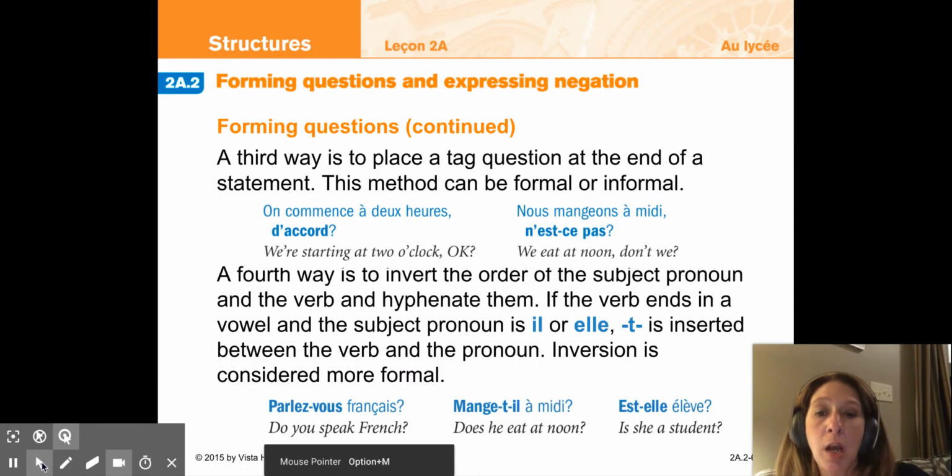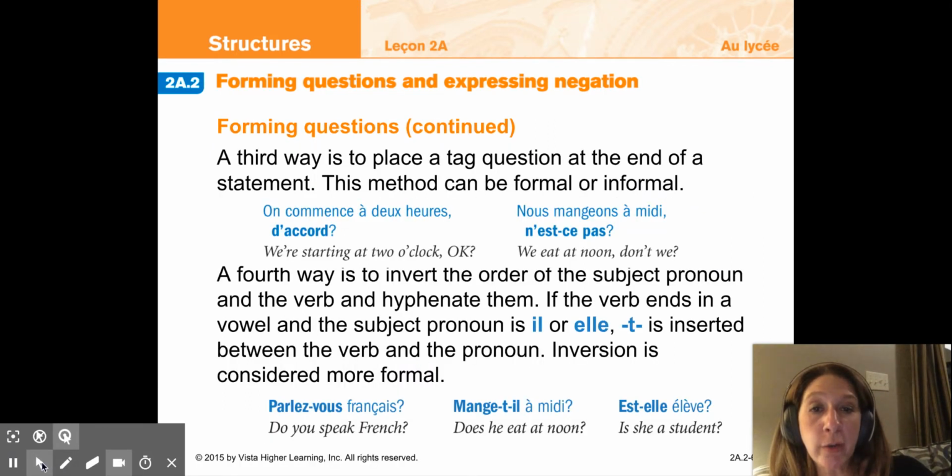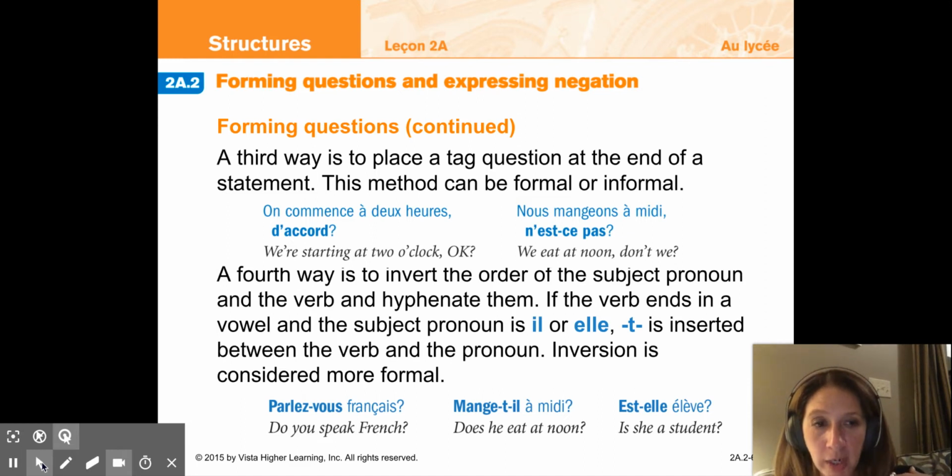Okay. Forming questions, continuing. Another way that you could do it is you could just make your statement to begin with and add a tag statement, like d'accord or n'est-ce pas. On commence à 2 heures, d'accord? We're starting at 2 o'clock, okay? And we do that in English as well. Nous mangeons à midi, n'est-ce pas? We eat at noon, don't we? So in both of those, in the first one, you're establishing and making sure everyone understands you. And the second one, making sure everyone agrees. Those are common things that we do in English as well.